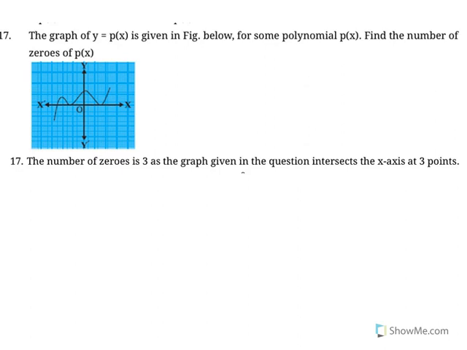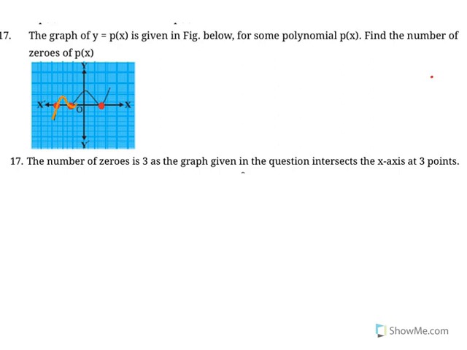The graph of y equal to p of x is given below, for some polynomial p of x. Find the number of zeros of p of x. To find the number of zeros, we need to know in which places this graph intersects the x-axis. So here is 1, 2, 3. So it intersects the x-axis at 3 places. Here is the graph.